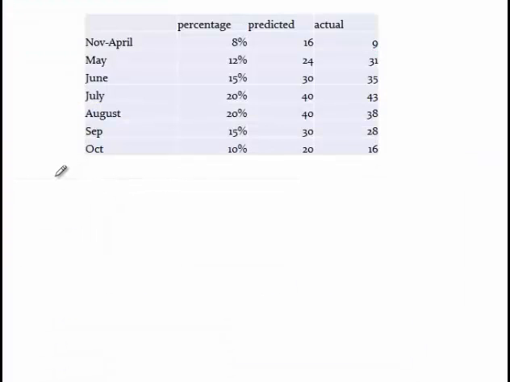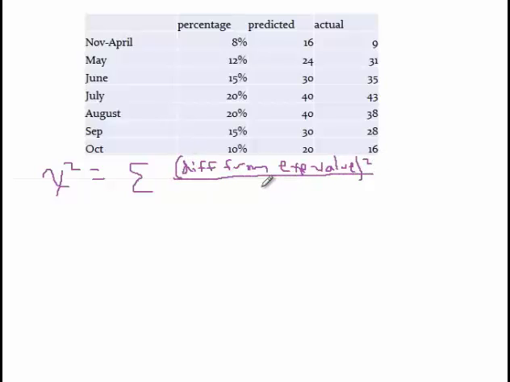Okay, let's rewrite the formula over here just to make sure. Our chi-squared formula, which looks something like this, is the summation. I'm not drawing that properly, but anyway, of each difference from the expected value, squared, divided by the expected value. So let's try each one individually. We'll put the chi-square over here, equals, and we'll try each one individually.